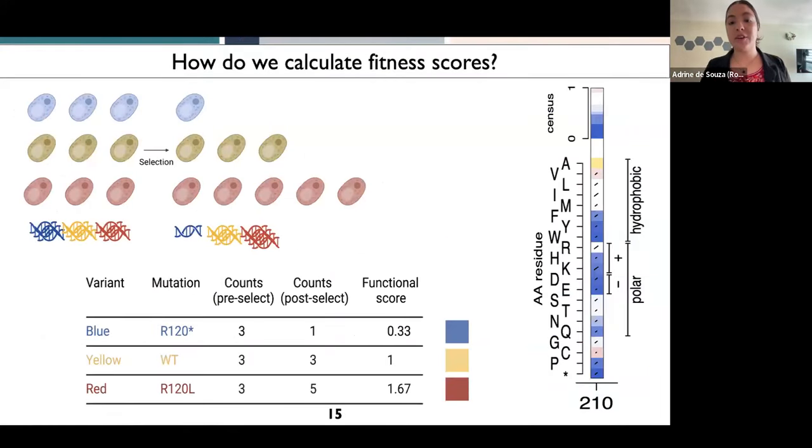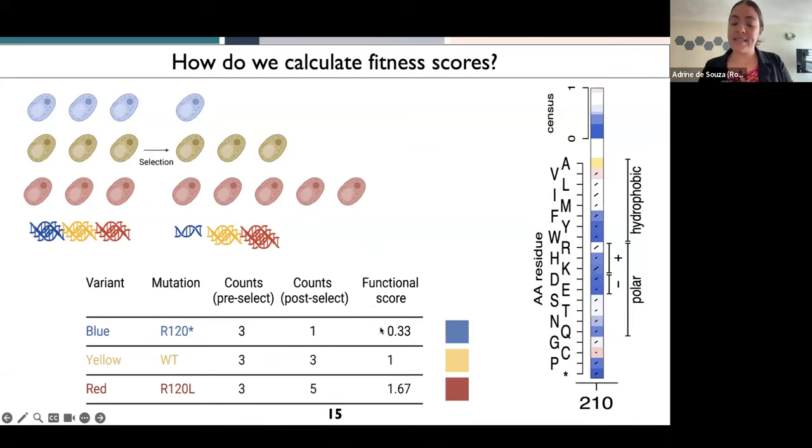But going a little further on how we calculate these fitness scores, I'm showing here an example of yeast that either have a nonsense mutation that has a termination on that site, a wild type variant, so here the yellow that just grows normally, and a red variant that works better than wild type, better than expected. So you can see that after selection, this difference in frequency can actually be measured with a number based on the frequency of these variants. And based on this ratio, we make functional scores.